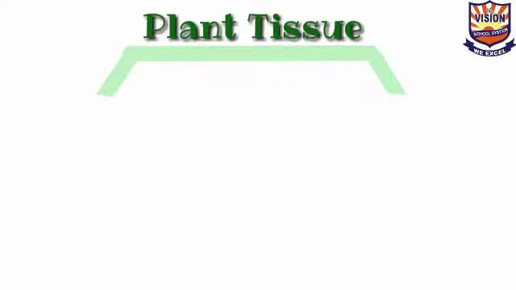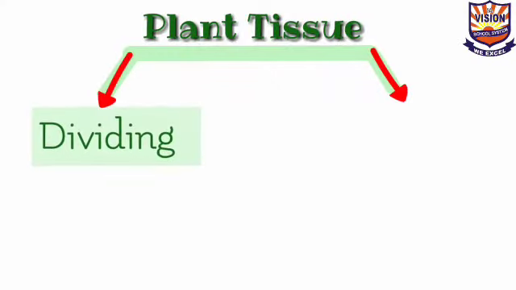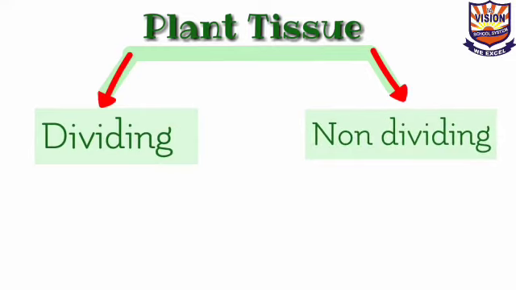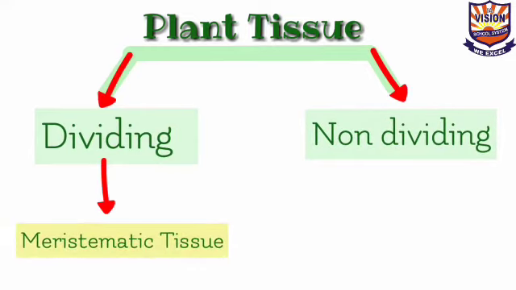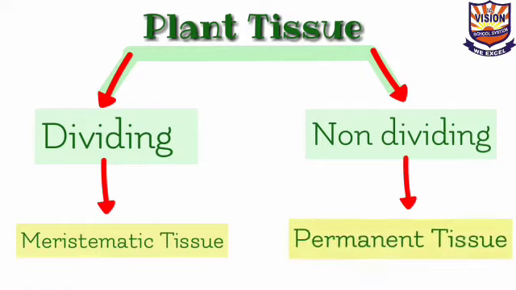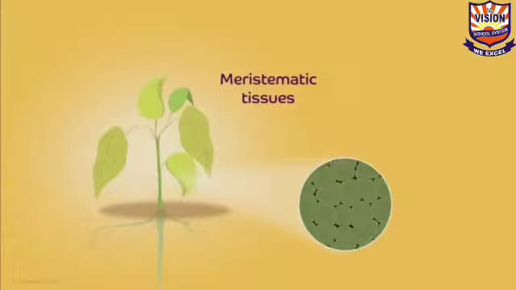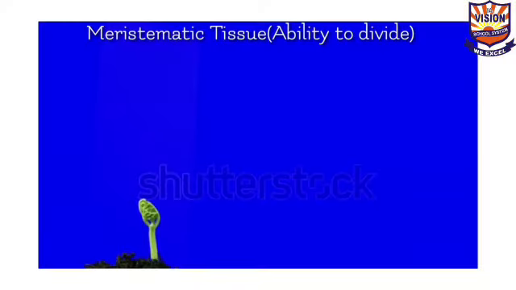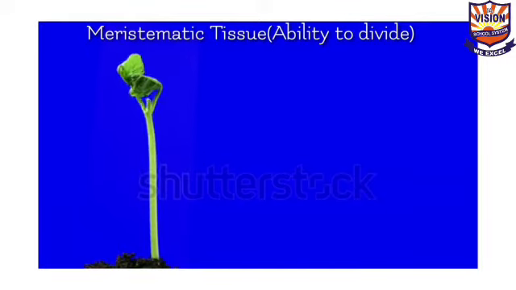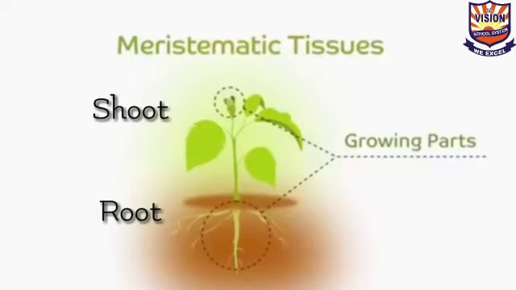Now the plant tissues are divided into two types: dividing tissue and non-dividing tissue. Dividing tissue is also known as meristematic tissue, and non-dividing tissue is also known as permanent tissue. Let's first talk about the meristematic tissue. Meristematic cells are smaller in size with comparatively thin walls and a nucleus in the center. The main function of this tissue is to divide and help the plant grow. They are present on the growing parts of a plant, like root and shoot tips.